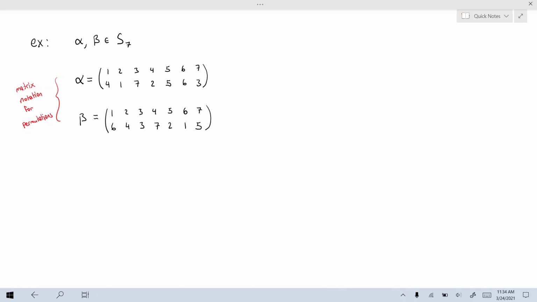Let's do some examples of some computations with alpha and beta right now. So first, let's say I want to compute alpha times beta. Now remember that the group operation is function composition. So when I write alpha times beta, this is really alpha composed with beta, okay? Okay, so we can write out what alpha composed with beta is using this matrix notation again.